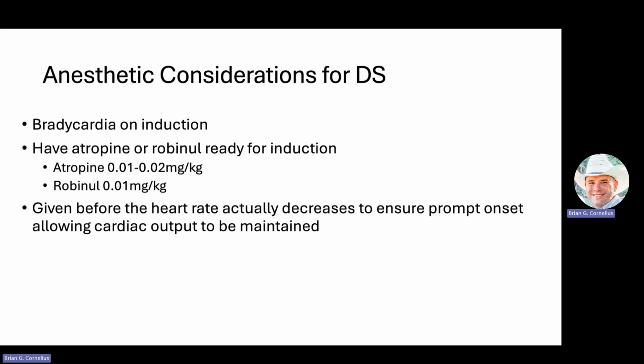As I mentioned, they are a little bit more prone to bradycardia. I will usually go ahead and pre-medicate these patients with glycopyrrolate. Atropine's okay to have on hand, but usually I go ahead with glycopyrrolate. It's a little bit kinder and gentler. In a perfect world, you go ahead and give that before they become bradycardic.